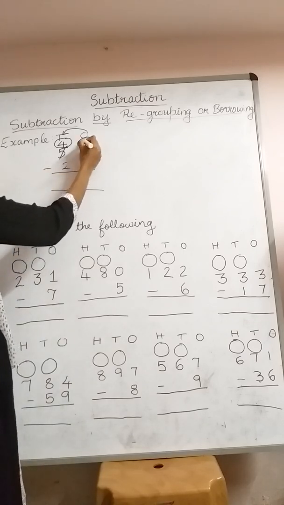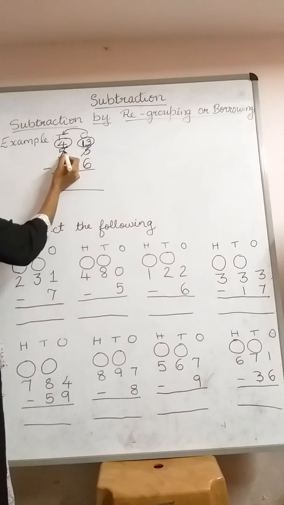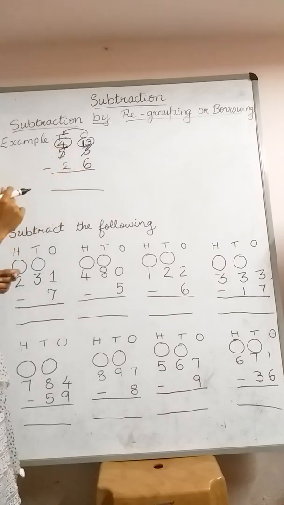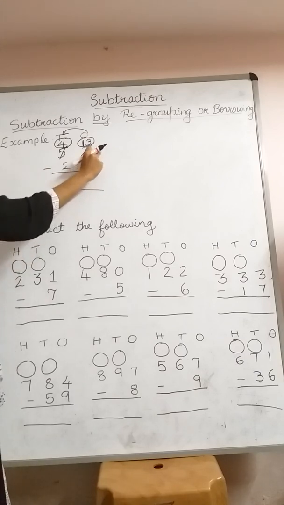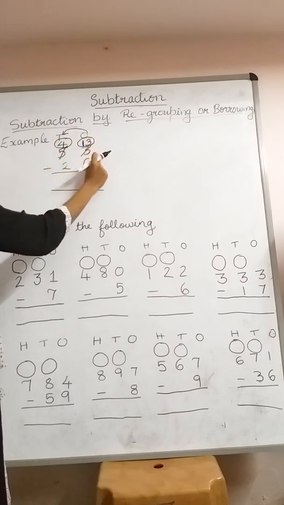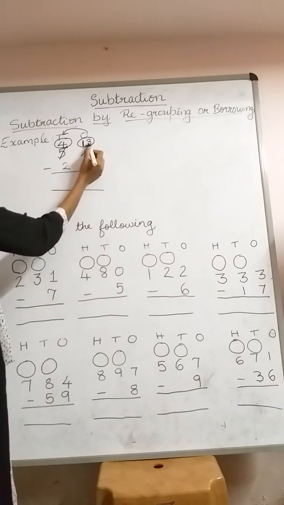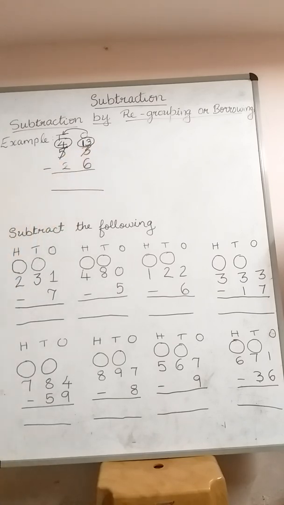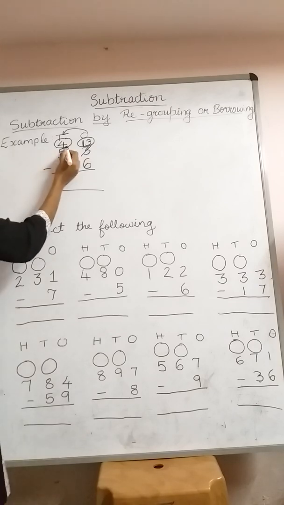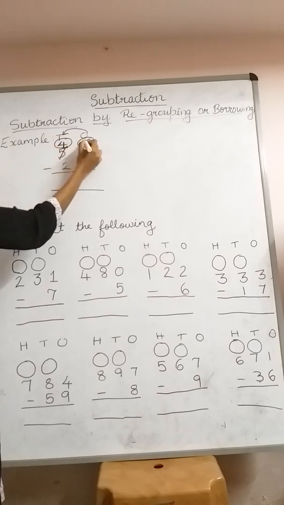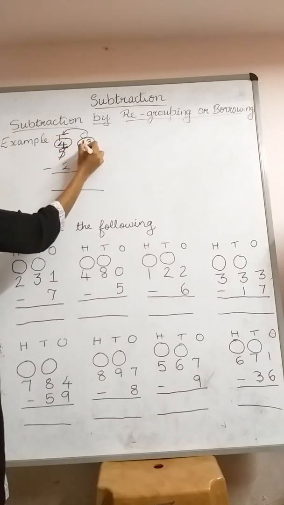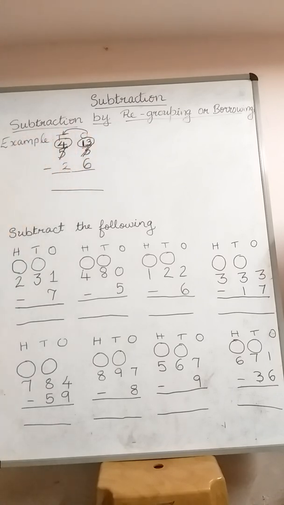If I want to borrow 1, what is the backward number of 5? It is 4. So 1 ten is given to the ones place. When 1 ten is given here, the number 3 becomes 13. 10 plus 3 is what? 13. So the number is 13 here. So what are the steps? Cut, write your 4 and cut this number and make this number as 13.